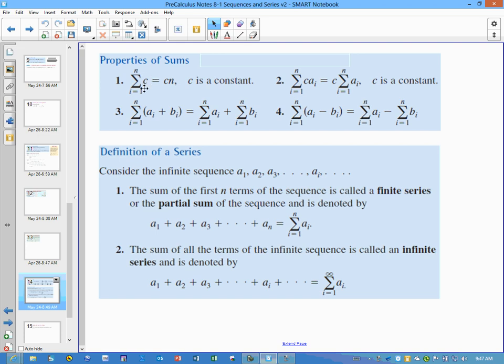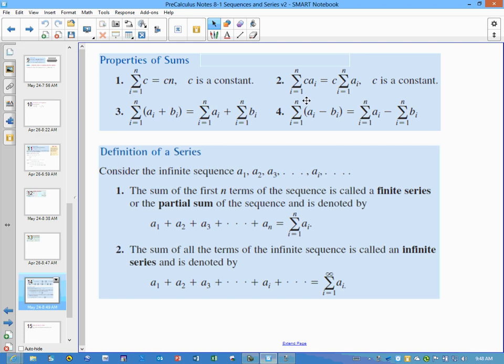So the number of them that you're adding up would be whatever 1 to n is. So you're going to have n terms, and each of them is going to be c, so c plus c plus c plus c n times would be the same as c times n. So that is a little shortcut formula. If you're taking the summation of a constant as your expression, then it's simply going to be the number of terms times that constant.